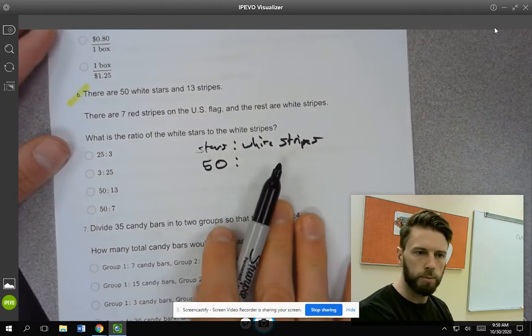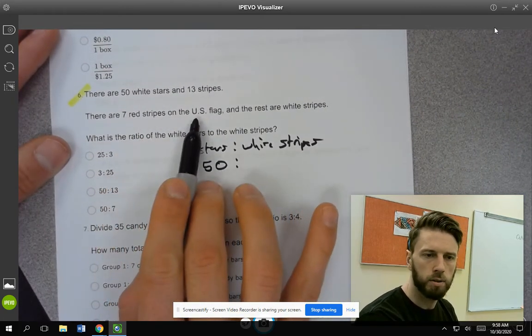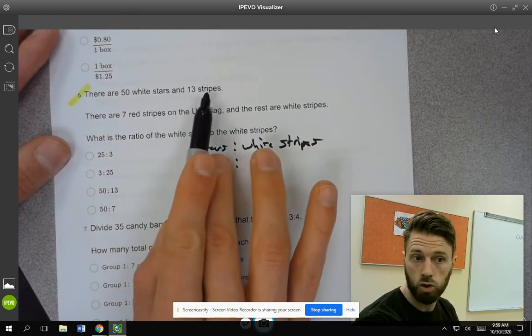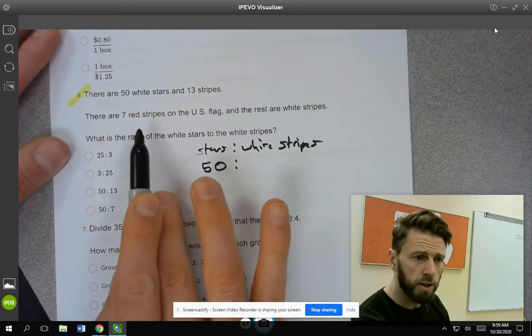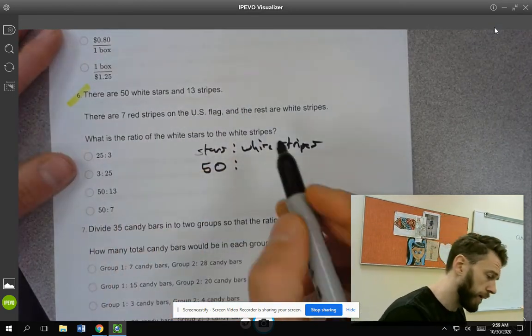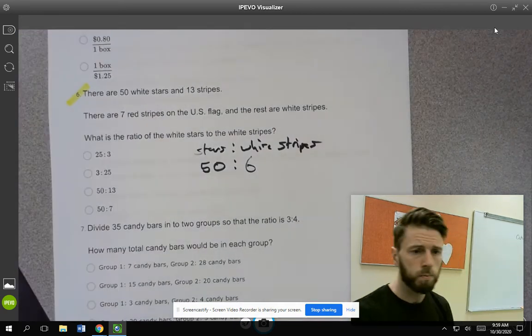And then white stripes. Well, it tells us there are 7 red stripes, but it doesn't tell us how many white stripes there are. It does tell us that there's 13 stripes total. So if 7 of them are red, then the rest of them would be white. So if we do 13 minus 7, we would find out that there are 6 white stripes.